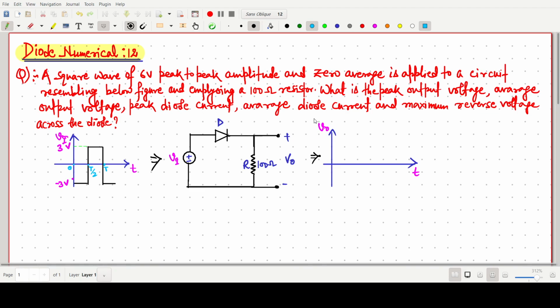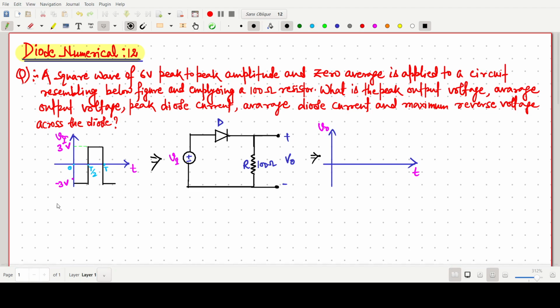So we have to find the peak output voltage, average output voltage, peak diode current and average diode current, and maximum reverse voltage across the diode. What should be the maximum reverse voltage across the diode? So first of all, we have to draw the output waveform.